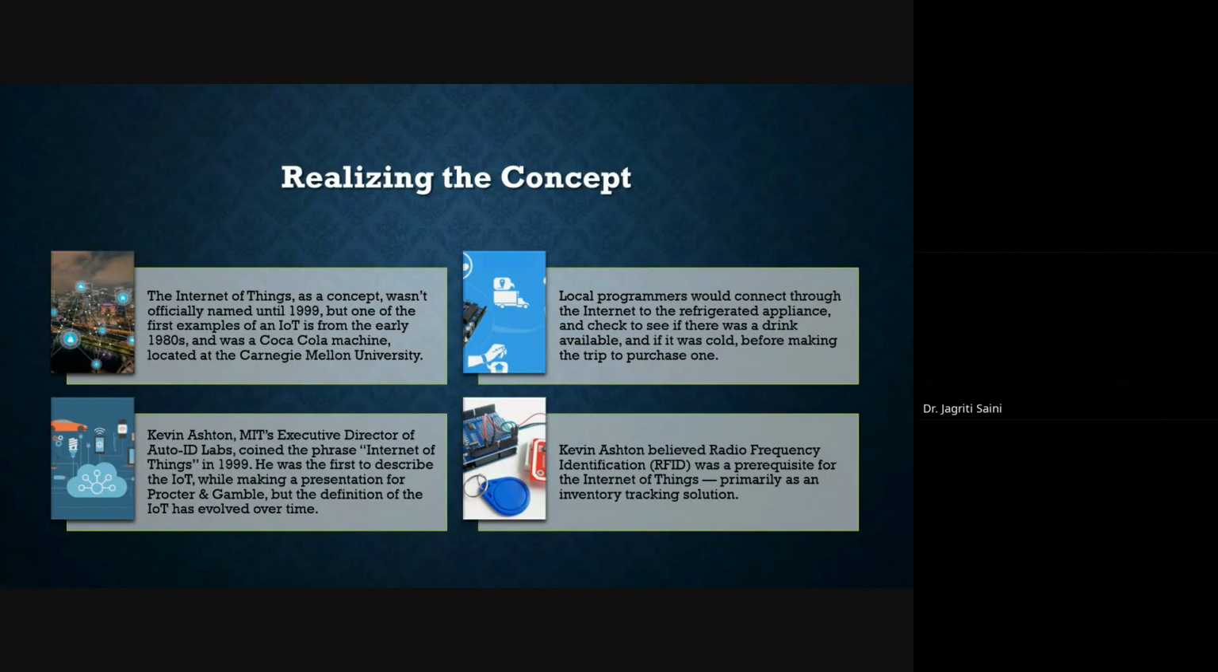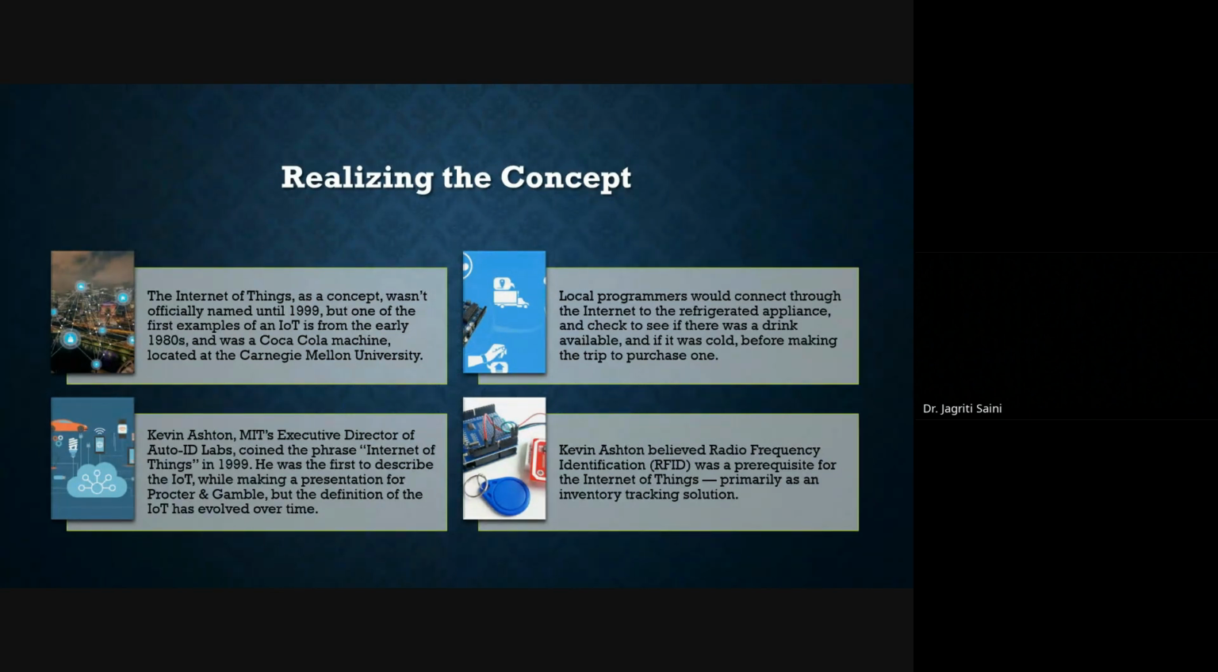This concept of IoT, if you just Google about when this IoT term was coined, the name was obsolete till 1999. But it doesn't mean that the concept was not there. The name IoT was given by a CEO of a company during a presentation. That was Kevin Ashton, who gave the term Internet of Things in 1999.